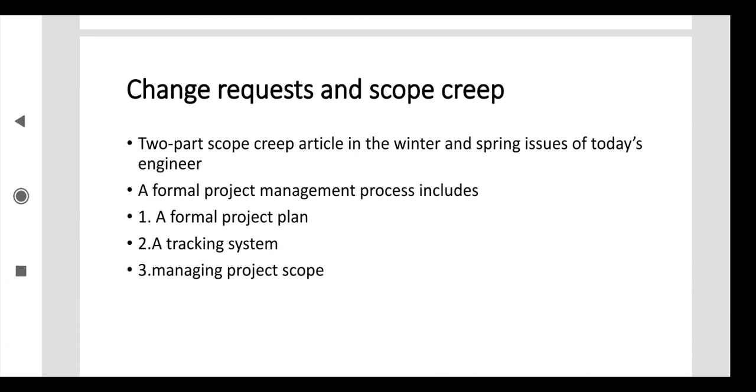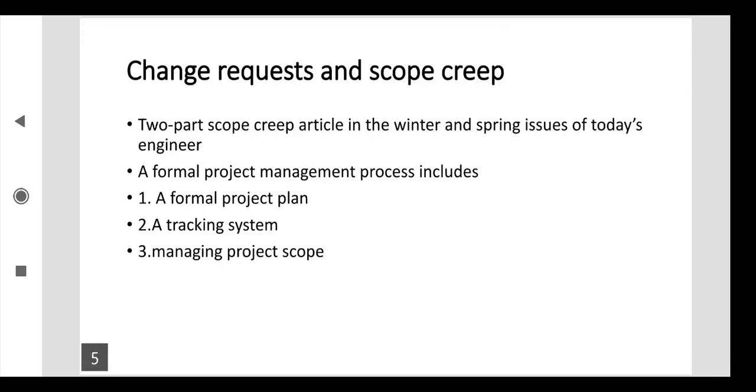Next topic: change request and scope creep. There are two concepts here. Scope creep: a formal project management process includes a formal project plan, a tracking system and managing the project scope. So what is the formal project plan? What is the tracking system for those projects? Then managing the project scope for the project.